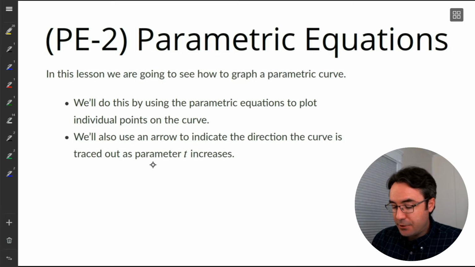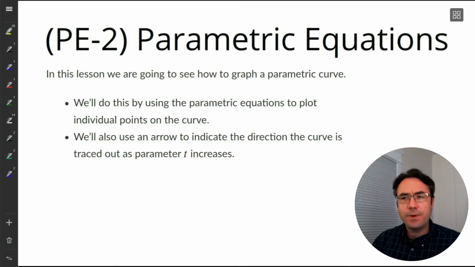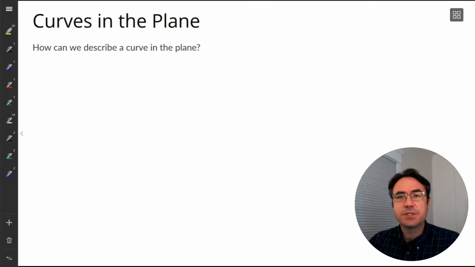Now, we are going to be introducing this parameter t. And so as we draw out our curve, we'll also be able to use arrows to indicate a direction. We're going to indicate the direction that we trace our curve out as this parameter t increases.